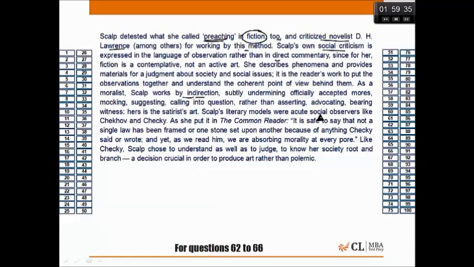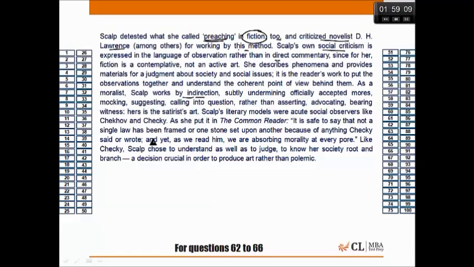Scalp's literary models were acute social observers like Chekhov, and she says of him, to the common reader, it is safe to say that not a single law has been framed or one stone set upon another because of anything Chekhov said or wrote, and yet as we read him we are judged morally at every pore. Like Chekhov, Scalp also understood as well as judged, to know a society's roots and plans, a decision crucial in order to produce art rather than polemic.